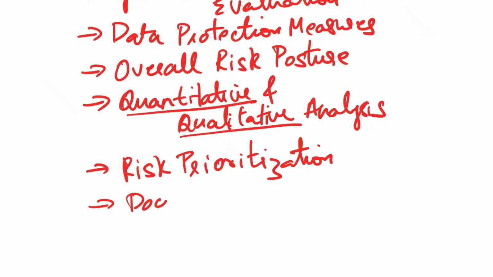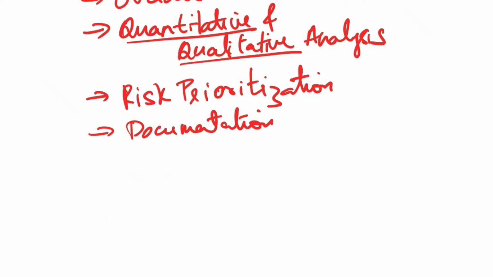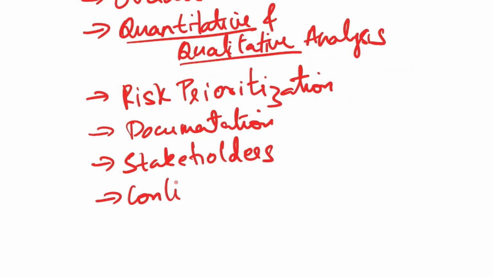Next, documentation. Document the results of the risk assessment for each third party, including identified risks, control effectiveness, and risk prioritization. This documentation serves as a basis for risk management decisions. Next, engage stakeholders. Involve relevant stakeholders, including cybersecurity experts, legal, and procurement teams, in the risk assessment process to gather diverse perspectives and expertise.